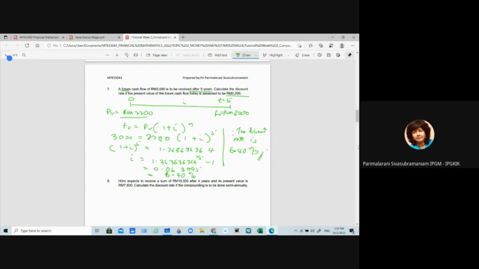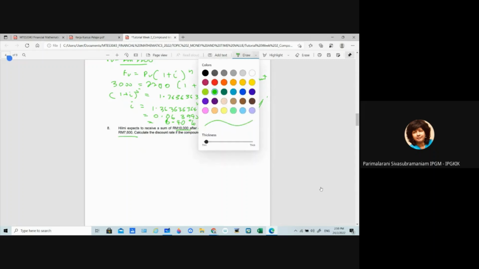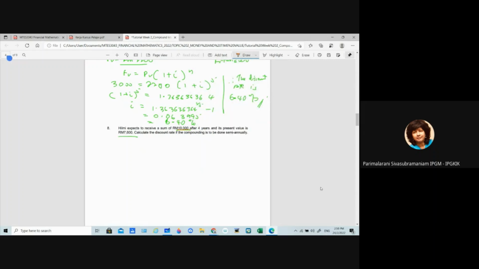Okay, same question, question 8, very similar, okay? Hilmi expects to receive a sum of 10,000 after 4 years. This is a future value, present value, okay? You're given the future value here, okay? This is future value, this is present value. Calculate the discount rate if the compounding is to be done semi-annually. The only difference here, what's the difference between these two questions? Anyone? Here they've given you the compounding.